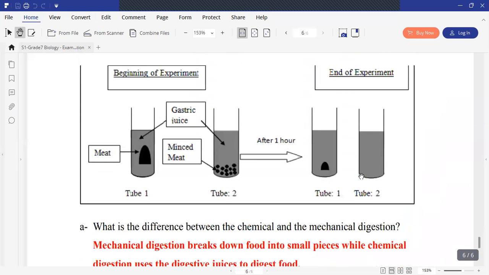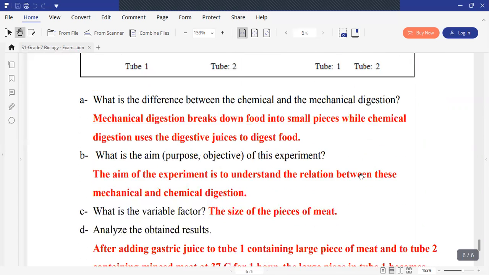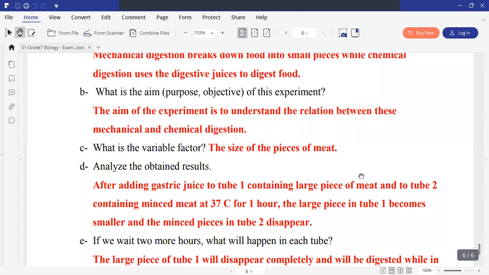What is the variable factor, the difference between the two tubes? It is the size of the meat. Here it was large and here it was minced or small. Analysis: after adding gastric juice to tube 1 containing a large piece of meat and to tube 2 containing minced meat, at 37 degrees Celsius for 1 hour, what happened? The large piece becomes smaller while the small pieces disappear.